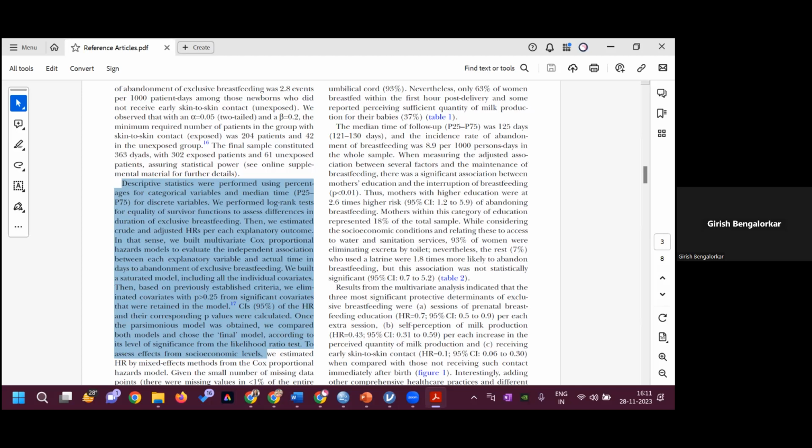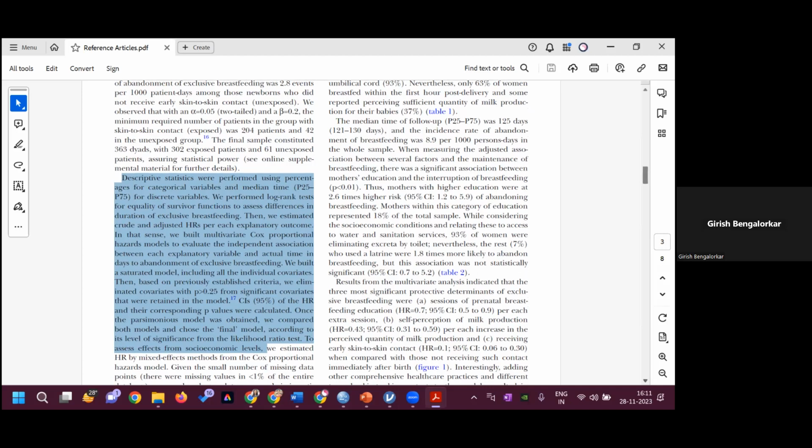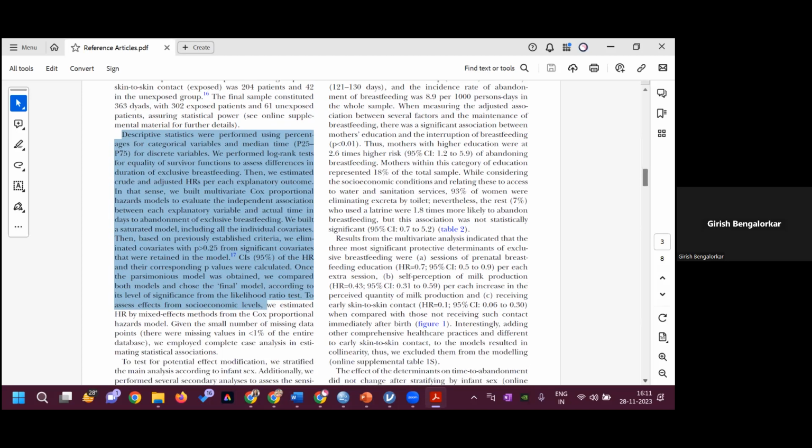We built a saturated model including all the individual covariates. Then, based on previously established criteria, we eliminated covariates with p-value more than 0.25 from significant covariates that were retained in the model. Confidence intervals of 95% of the hazard ratio and their corresponding p-values were calculated. Once the parsimonious model was obtained, we compared both models and chose the final model according to the level of its significance from the likelihood ratio test.